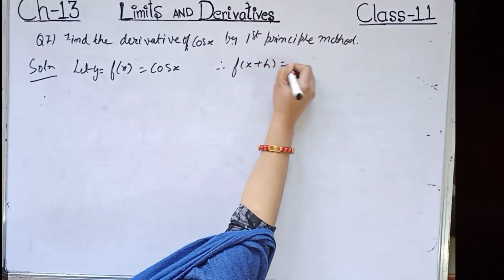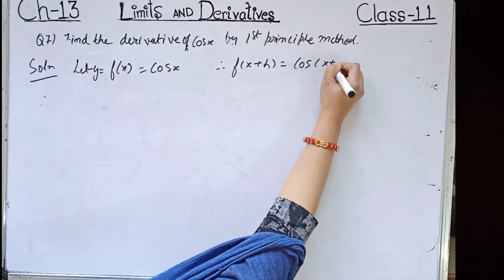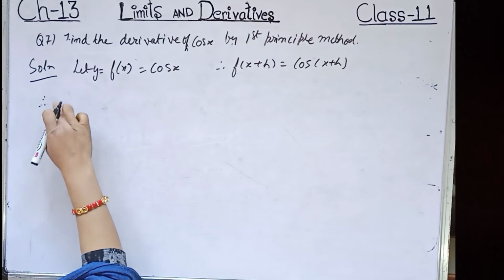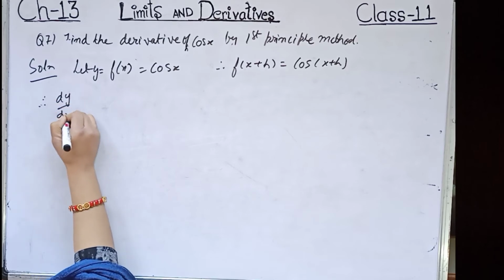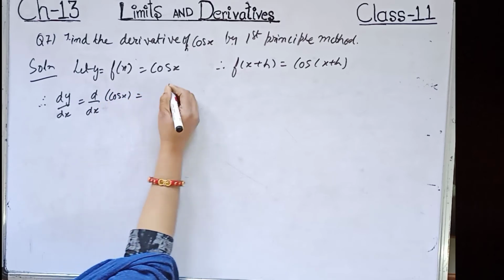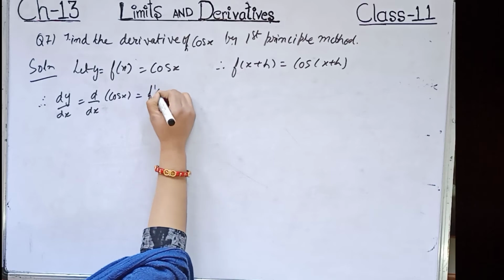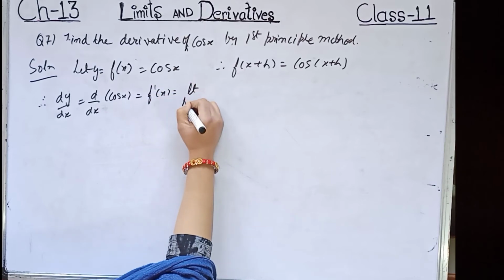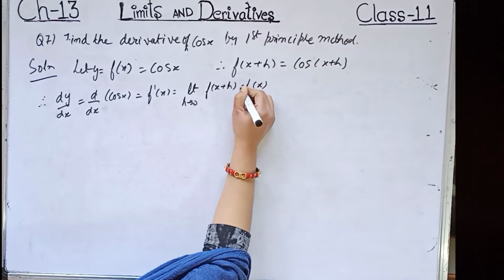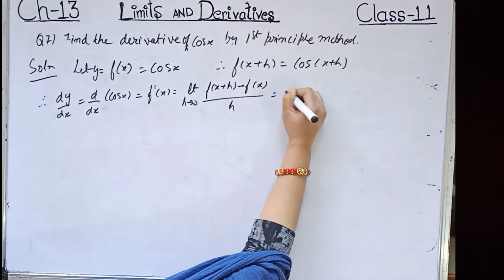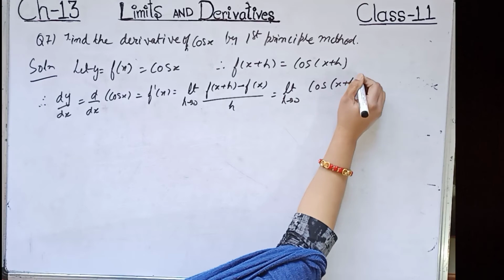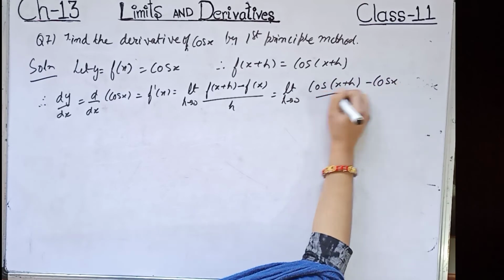Therefore, f of x plus h equals cos of x plus h. Therefore, dy by dx equals d by dx of cos x equals f dash x equals limit h tending to 0 of f of x plus h minus f of x divided by h, which equals limit h tending to 0 of cos of x plus h minus cos x divided by h.